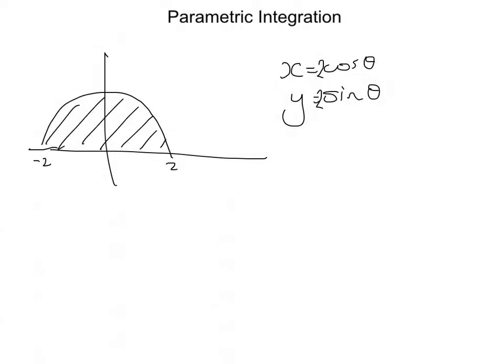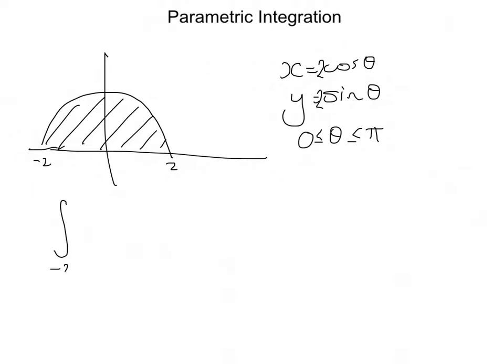So we've got a nice graph here, x equals 2 cos theta, y equals 2 sin theta. That's a circle. I've just drawn it between theta is between 0 and pi. And I want to know what that area is, and I want to use my parametric form.